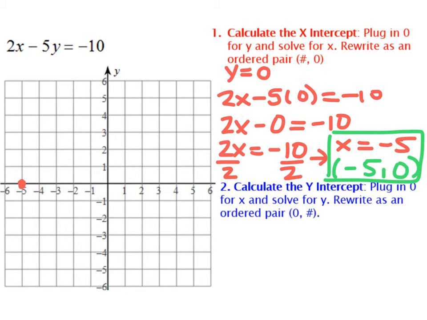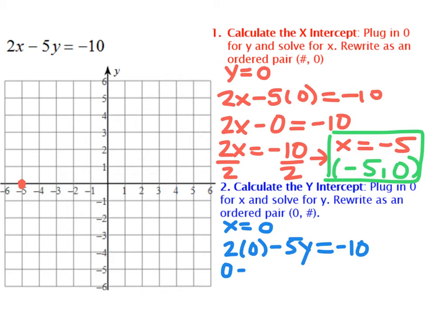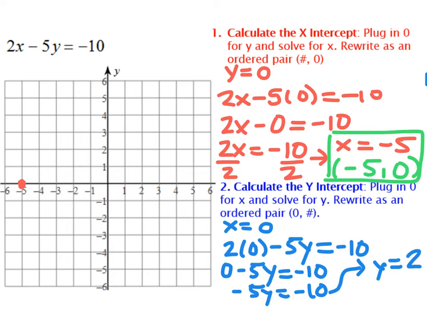For the y-intercept, now we're going to let x equal 0. So I'll go through the same process. So I'm going to say 2 times 0 minus 5y equals -10 becomes 0 minus 5y equals -10, and -5y equals -10. If we finish solving, we'll get y equals 2. And that can be rewritten into an ordered pair. So it would be 0, 2.